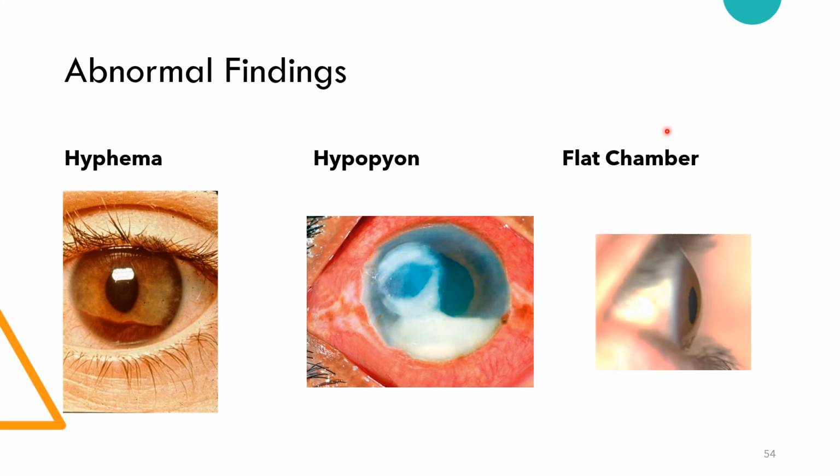And then all the way to the right, we see a flat chamber. Here we can determine that the patient's iris is touching the cornea. And sometimes this happens after surgery or trauma, or if the eye pressure goes very low. All of these are pretty urgent situations and should see a physician quickly.